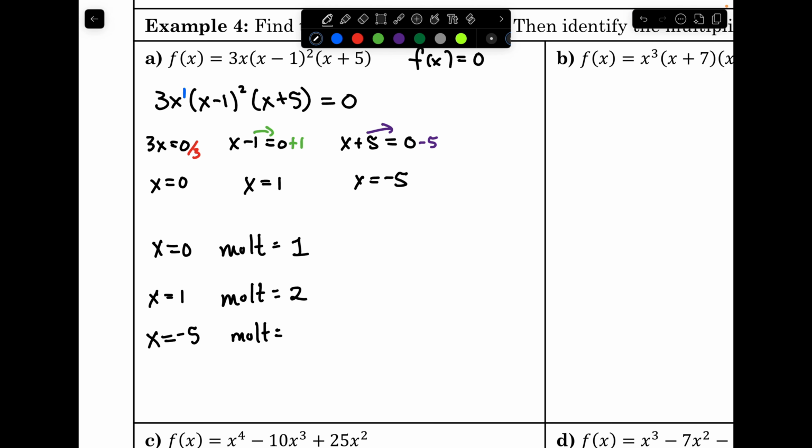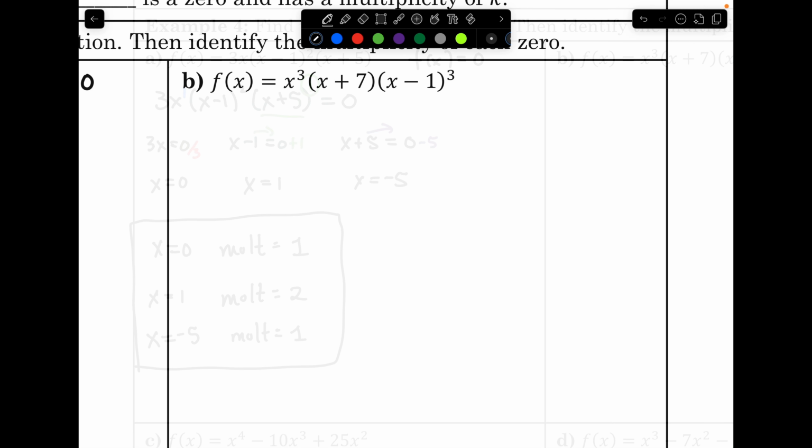And what's the multiplicity on that one? Well, since the factor of x plus 5 was raised to the first power, that means that the multiplicity for this is going to be 1. So this again is the zeros and their respective multiplicities for each one of these situations there.